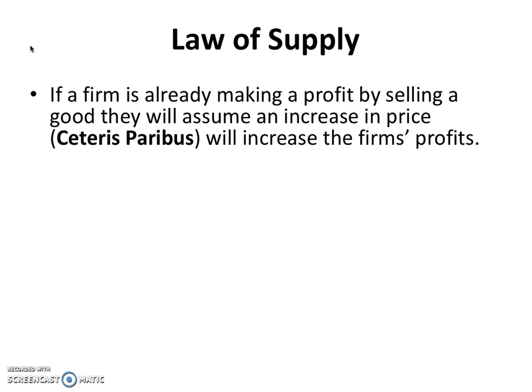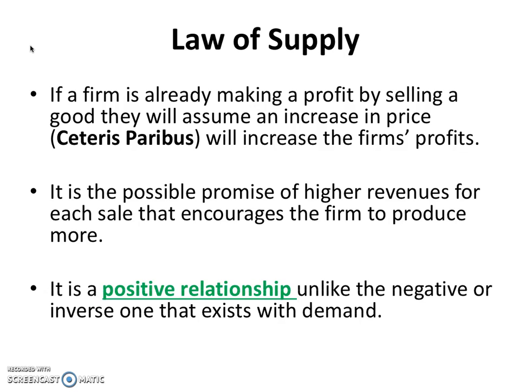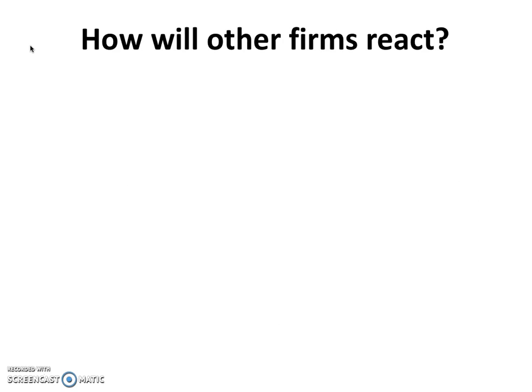The law of supply. If a firm is already making a profit by selling a good, they will assume an increase in price will increase the firm's profits. It's kind of a weird law, but you got to think of it. Consumers, when prices go down, they want to buy more. When prices go up, they want to buy less. If prices are high, firms are willing to make something. If prices are low, they're not going to be as willing because they're going to assume there's not as much profit and demand involved. So it's the possible promise of higher revenues for each sale that encourages a firm to produce more. It is a positive relationship, unlike the negative or inverse relationship we saw with demand.